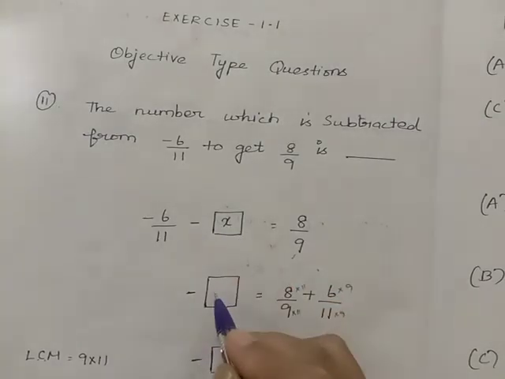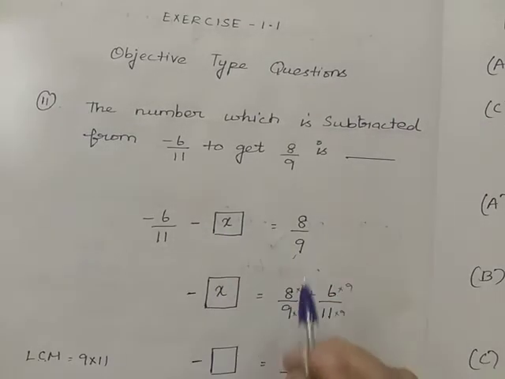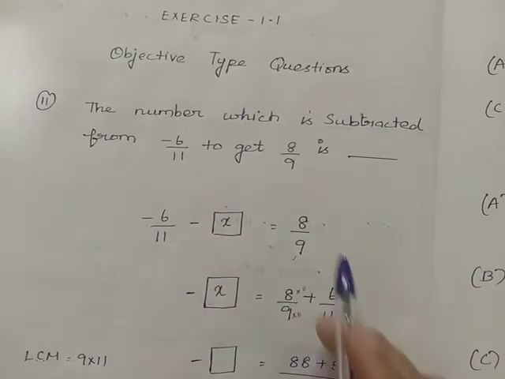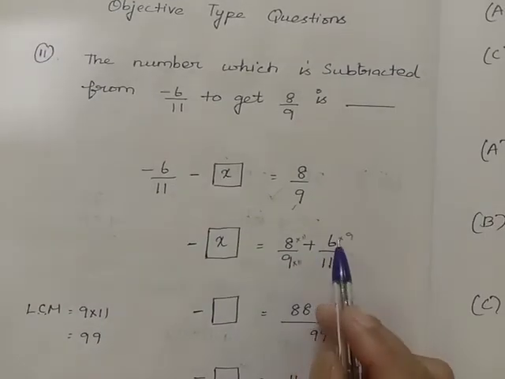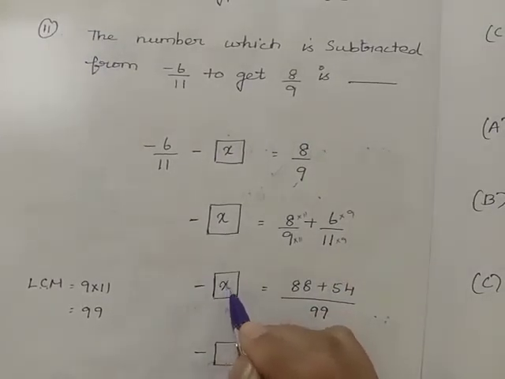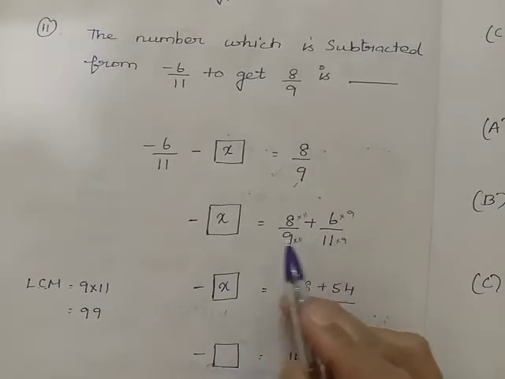Minus x, the unknown number, let it be here itself. 8 by 9, let it be here itself. Minus 6 by 11, when taken to the other side, becomes plus 6 by 11. So, let the unknown number be as it is, minus x. Now, we are going to solve this one.